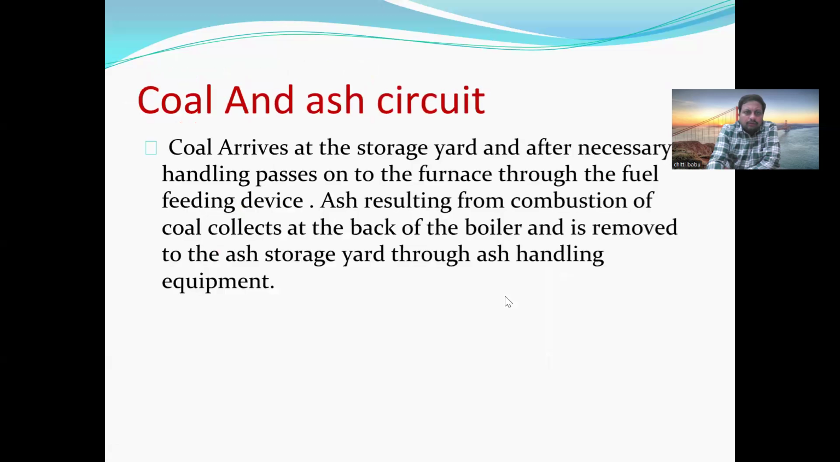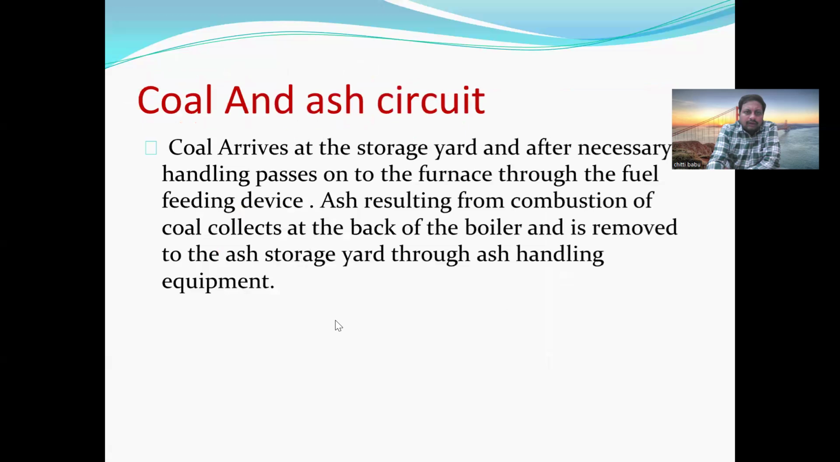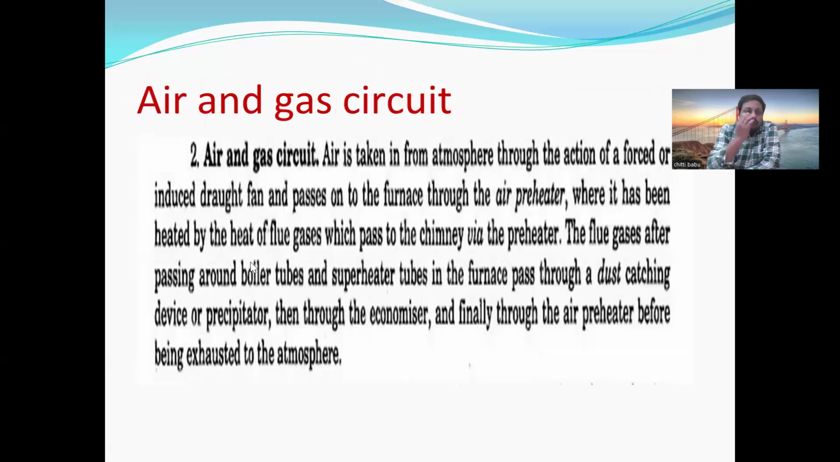Second circuit, the air and gas circuit. In the coal and ash circuit, the coal arrives at the storage yard and, after necessary handling, passes onto the furnace through the fuel feeding device. Ash resulting from the combustion of the coal collects at the back of the boiler and is removed to the ash storage yard through the ash handling equipment. We have already seen that.